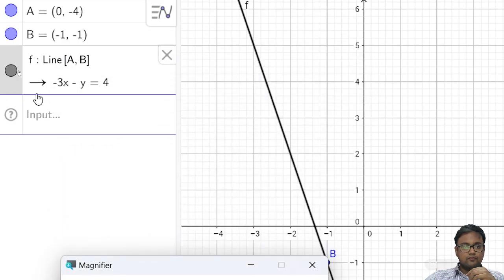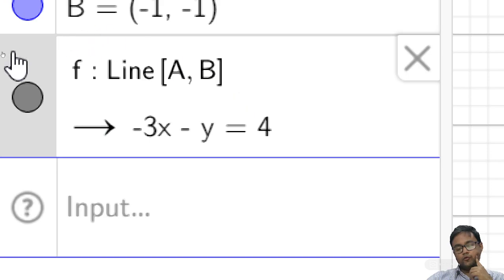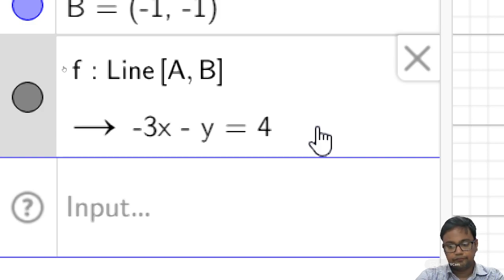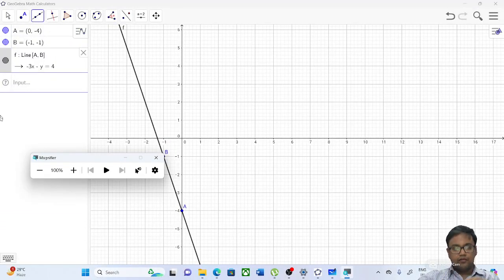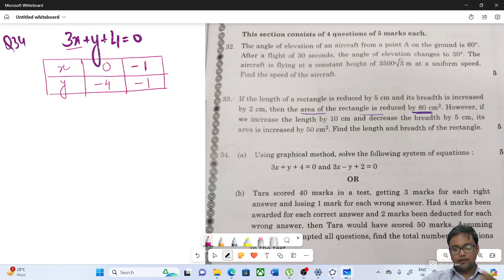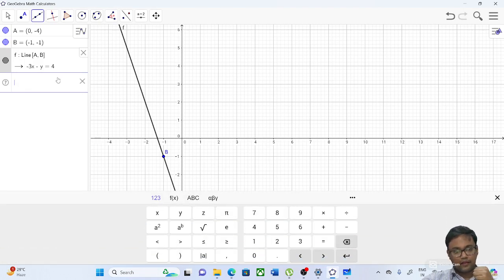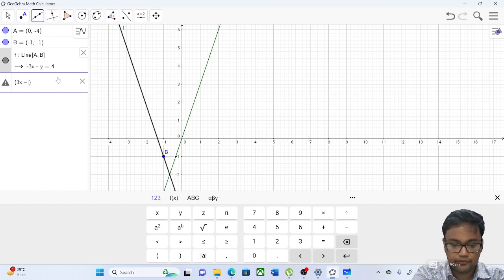So here also, children, the equation has turned out by itself. You take everything on one side, you will get 3x plus y plus 4 equal to 0, right? So let us go towards the next equation and try to input it directly. 3x minus y plus 2 equal to 0.